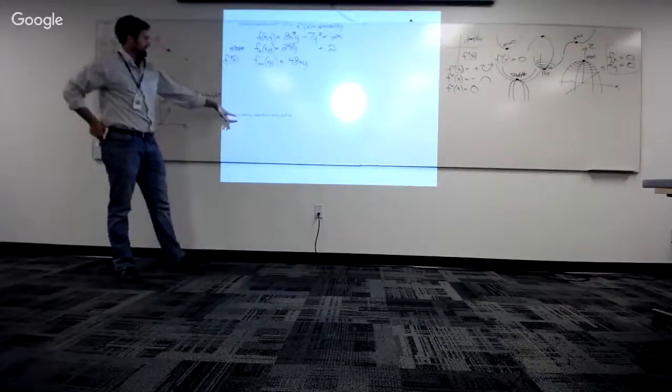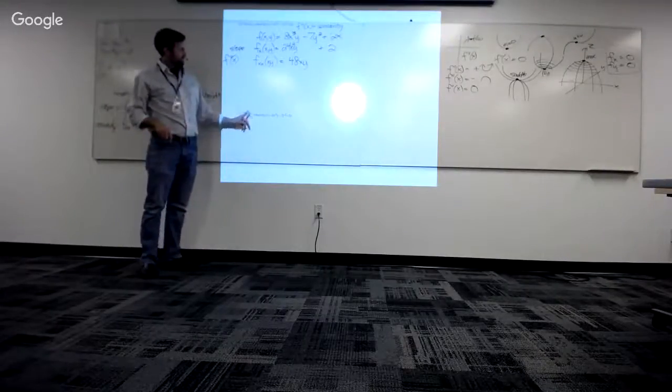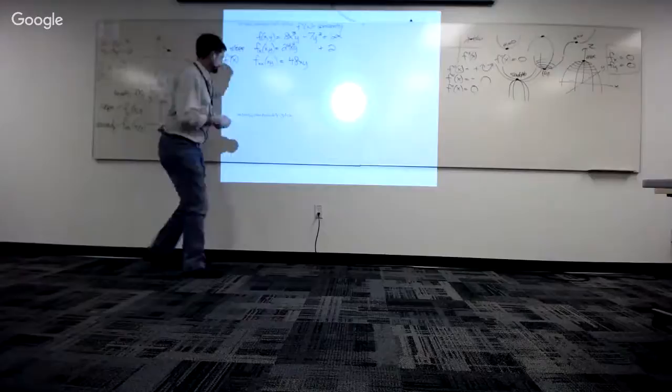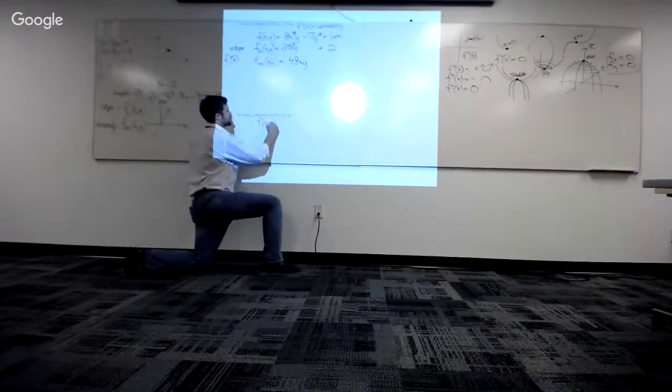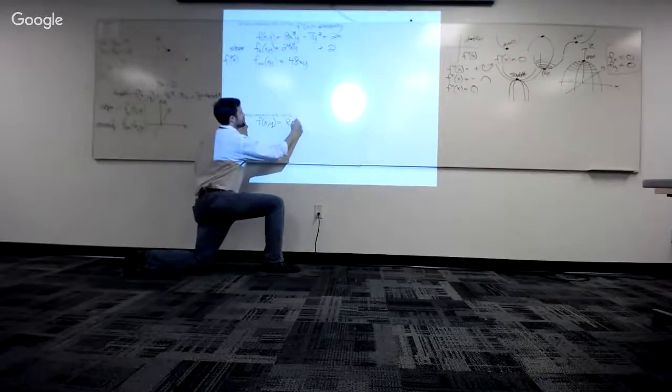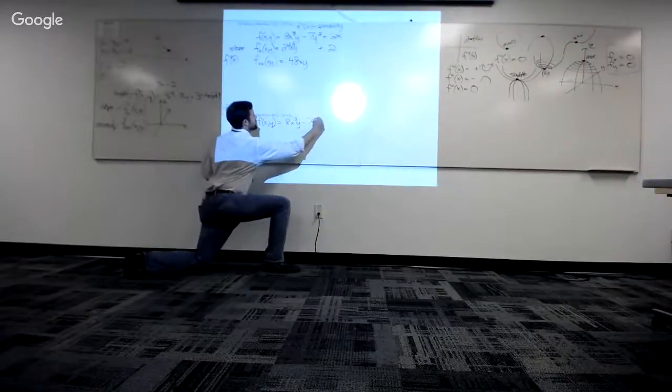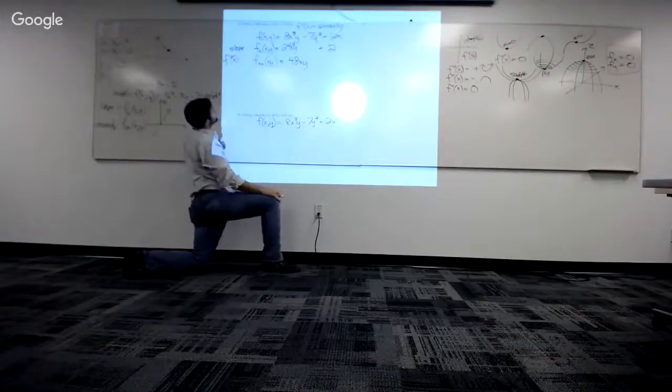Okay, let's do the next one. We're going to find the second derivative with respect to y for this function right here. So I'm going to start by writing it down in my own handwriting. F of x, y is equal to 8x cubed y minus 7y squared plus 2x. Anybody notice anything about that function?